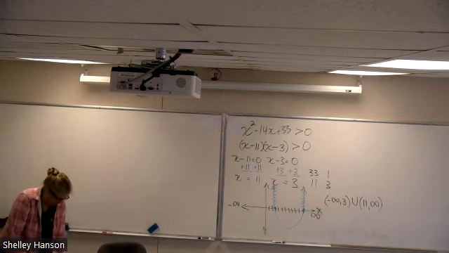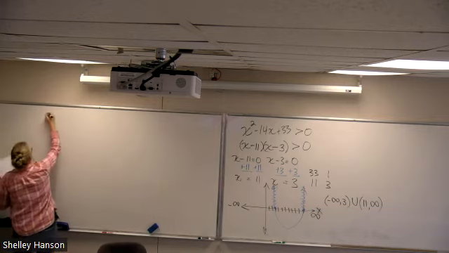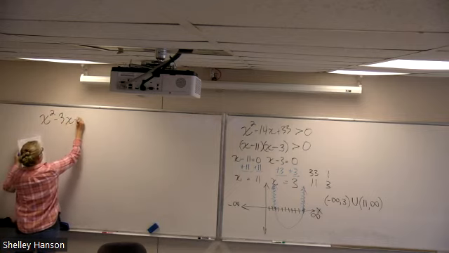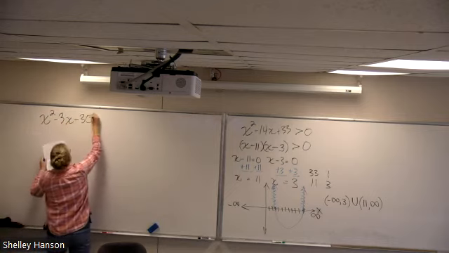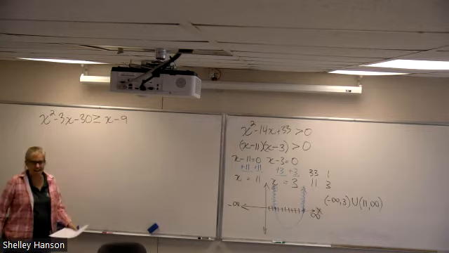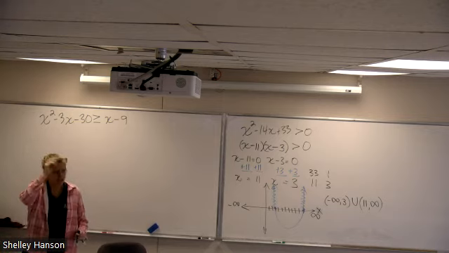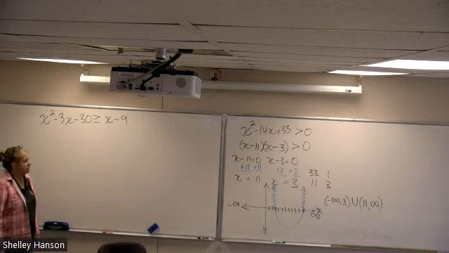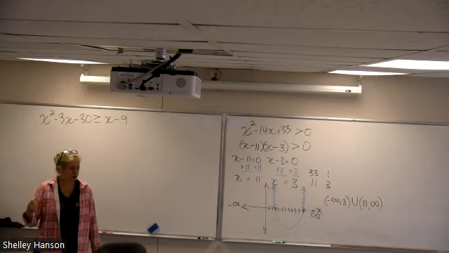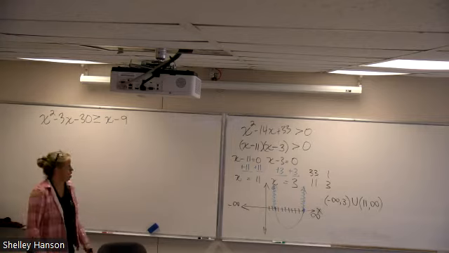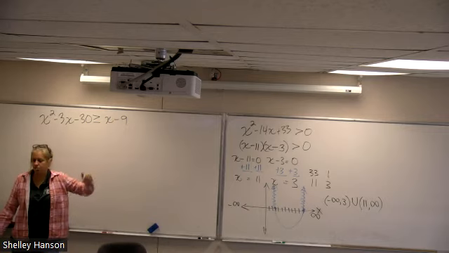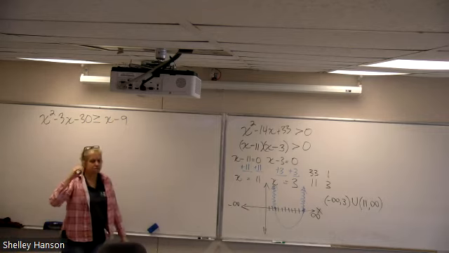All right, let's look at another example. X squared minus 3x minus 30 is greater than or equal to x minus 9. So on this one, I'm going to have to do a little work before I can factor or put it in my quad, because I need this side to be what? What has it been in the other problems? 0.